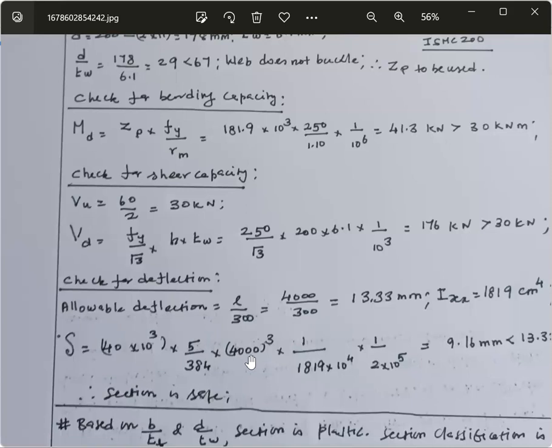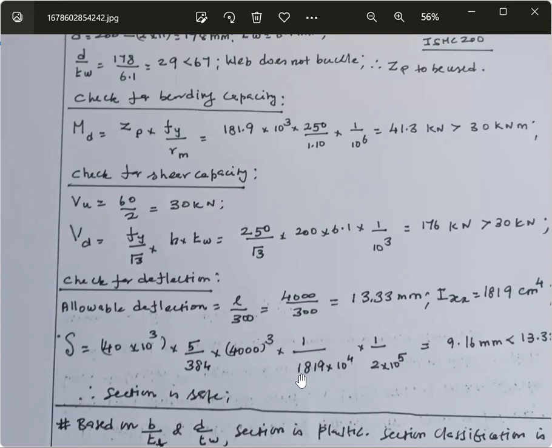If it is uniformly distributed load per unit length, it is L power 4. Here, this is the total uniformly distributed load. When it is total uniformly distributed load, it is 5 by 384 into W into L cubed. L is equal to 4000 mm, 4000 cubed into EI. E is equal to 2 into 10 power 5 Newton per millimeter square. Then I is 1819 centimeter power 4.